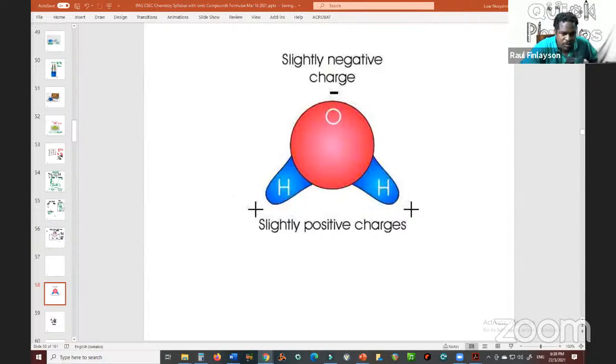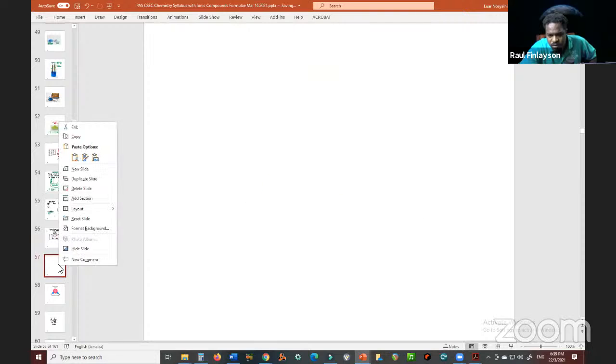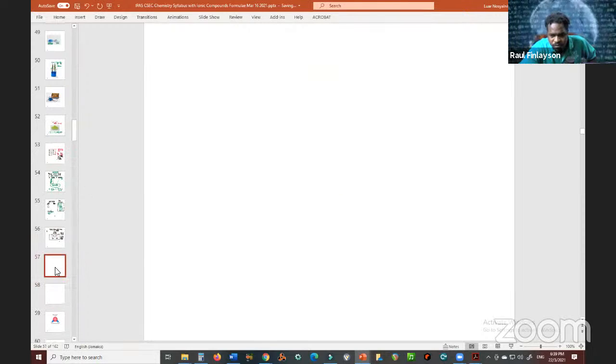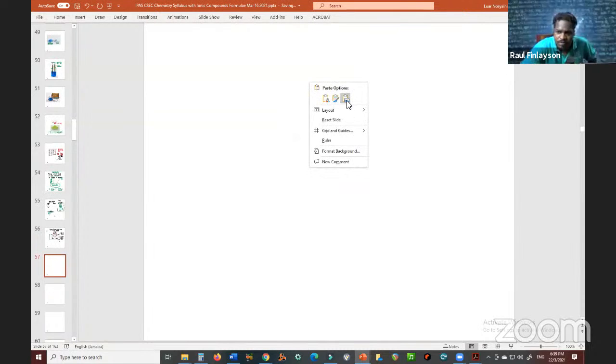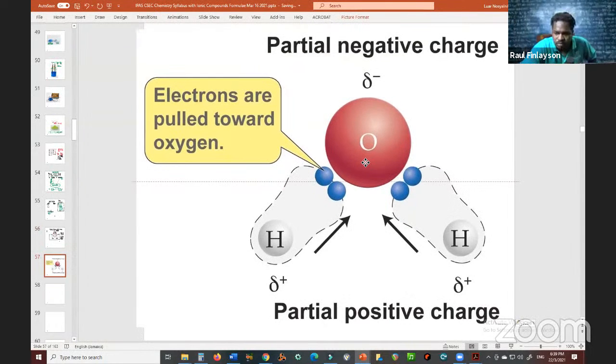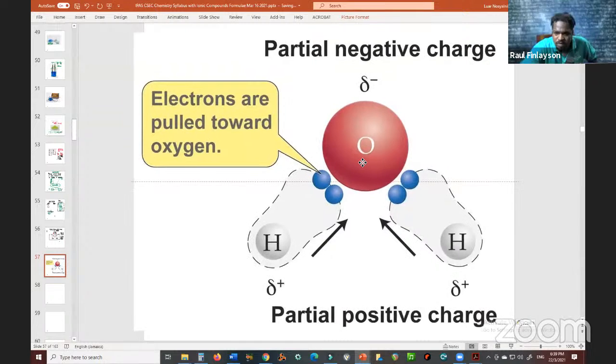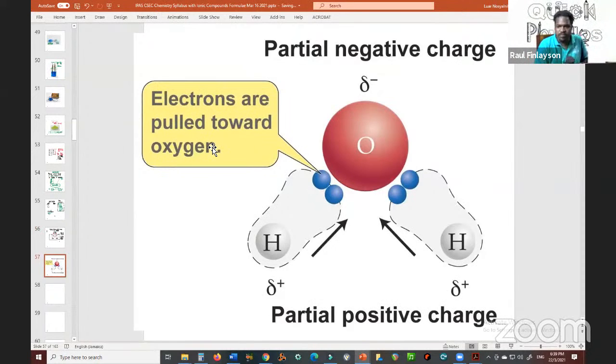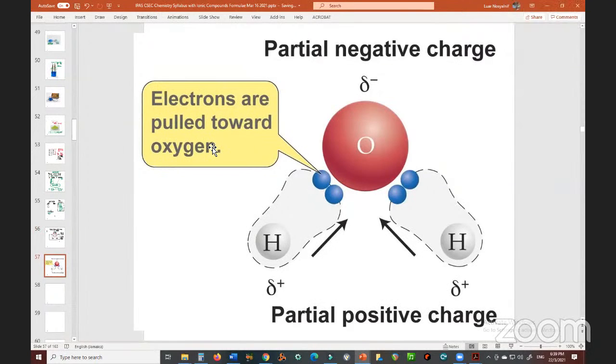And let me show you another image here. Let's duplicate this one so I can show you something. Look at this one now. Hopefully this will explain what's happening there. Everybody seeing this? Yes, sir.